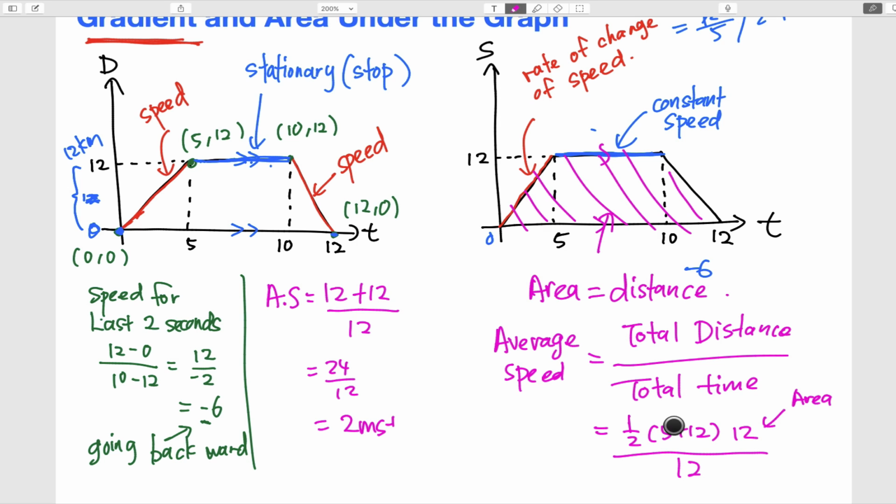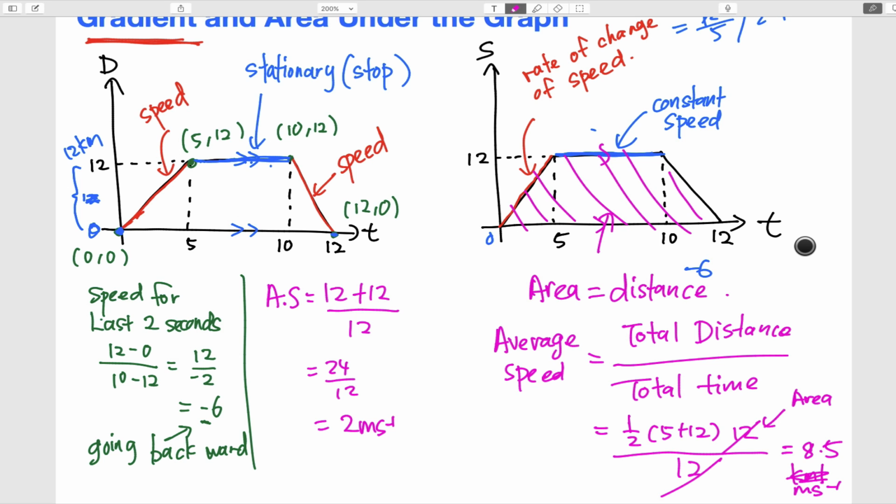For this one, of course, you will need to solve it, and you can cancel, and then you will get 17 over 2, which is 8.5. Your average speed is 8.5 meters per second. This is something you have to understand about these two diagrams, because they are very different.